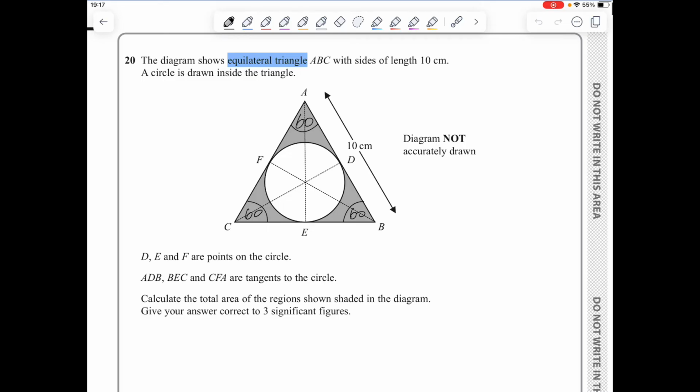I know they are right angle triangles because AB, BC, and CA are tangents to the circle, and the angle between tangent and radius is 90 degrees. So let's pick one randomly. Let's choose this triangle here, and let's extract that triangle to the bottom.